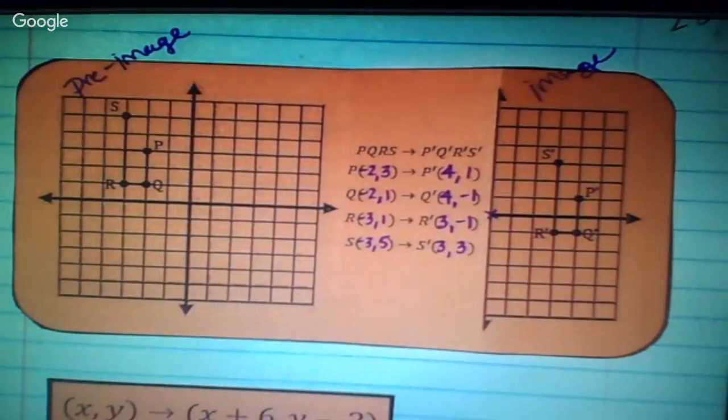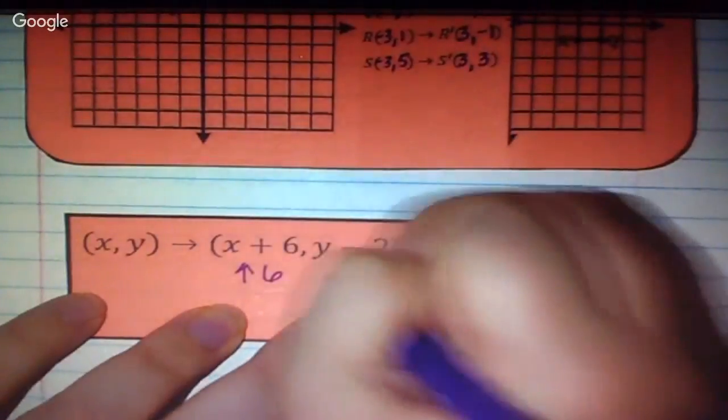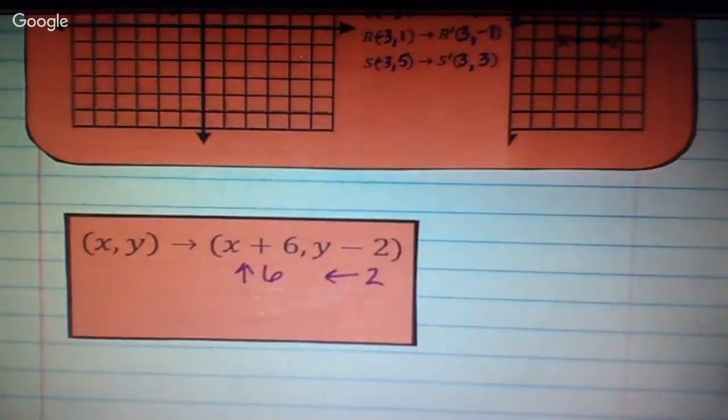So, what has happened here? How have my points moved? I went from -2, comma 3 to 4, comma 1. -2, comma 1 to 4, comma -1. We added 6 to my X and subtracted 2 from my Y's. Well, look at that. It's right there. Okay? So this goes up by 6, and this goes to the left by 2.